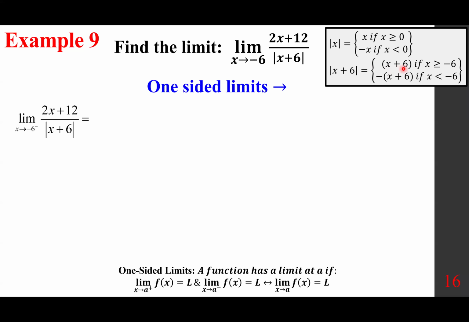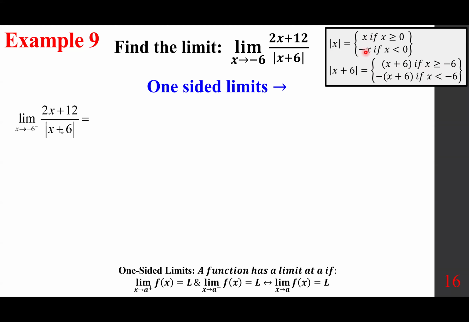You can drop the absolute value if x is larger than or equal to -6. On the other hand, you may drop the absolute value, put a negative sign in front if x is less than -6, because this means if x is positive, you can drop the absolute value. If it's negative, you have to write the minus x means the opposite of x.